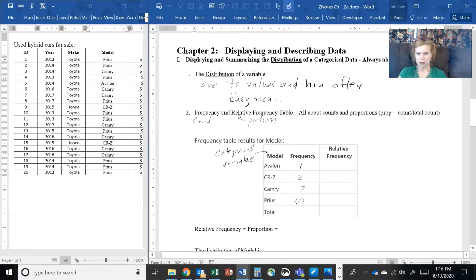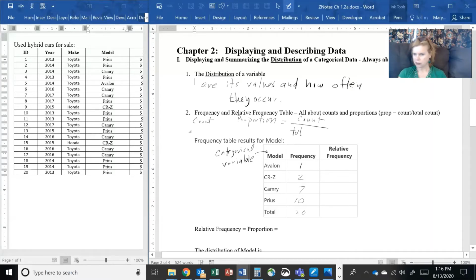And the total of those, they better be 20 because there's 20 cars over here. And it is 1 and 2 is 3 and 7 is 10 plus 10 is 20. So that's one way of describing its distribution, is saying that I've got 1 Avalon, 2 CRZs, 7 Camrys, and 10 Priuses for sale. To get the proportion, a proportion in general is a count over a total count.